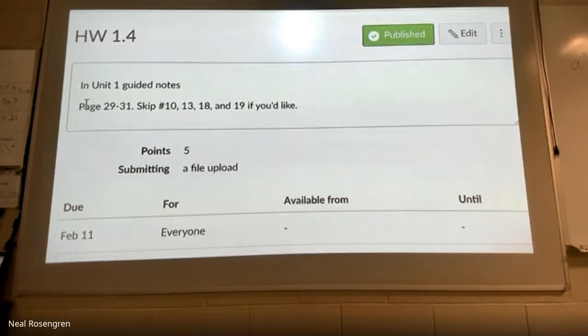Now, some of those include the complex fraction. I think there's 2 of those. It was like 10 and 18, I think, off the top of my head. Do them if you want. All right, feel free to do any of those if you want the extra practice.